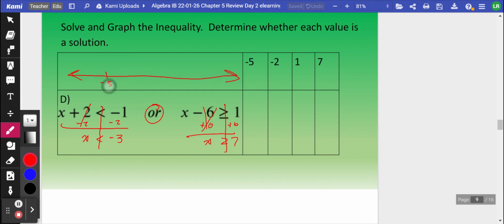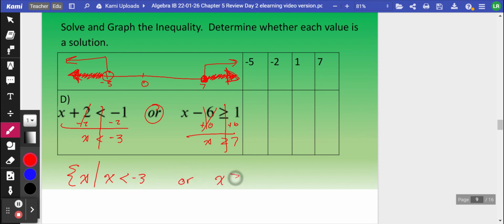So negative 3 is to the left of 7, and 0 somewhere in between here. So on the negative 3, that is an open dot going left. On the 7, that is a closed dot going right. But since this is an or statement, we shade anywhere there's a line. So I would shade the left, and I would shade the right. When I write my final answer in set notation, I am just putting the word or in between those. So x is less than negative 3, or x is greater than or equal to 7.